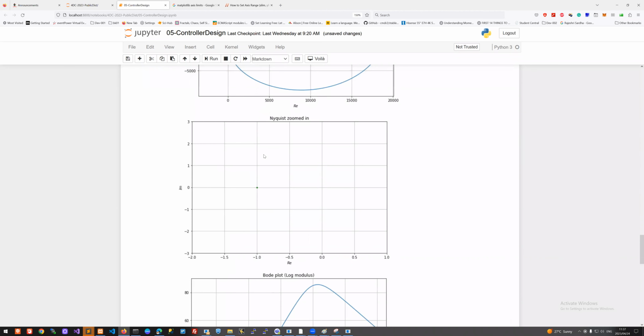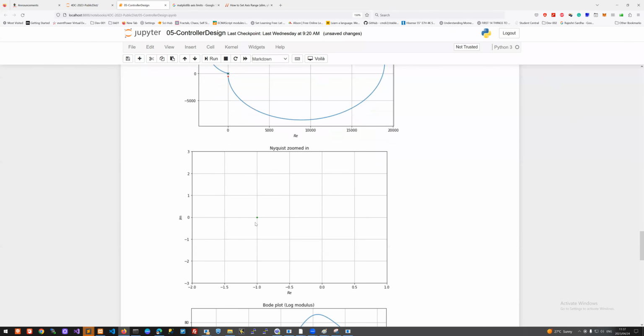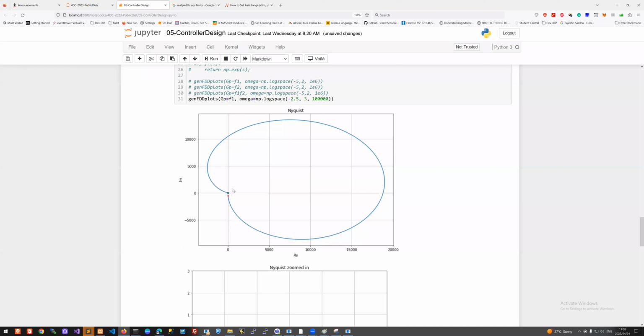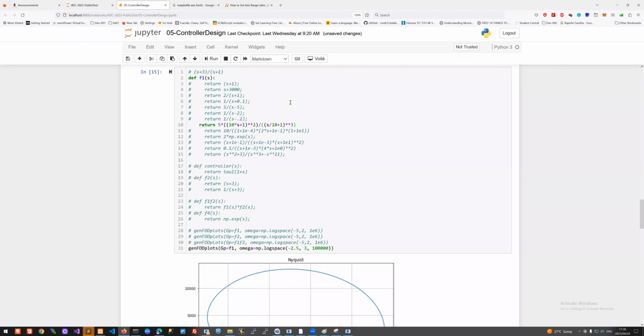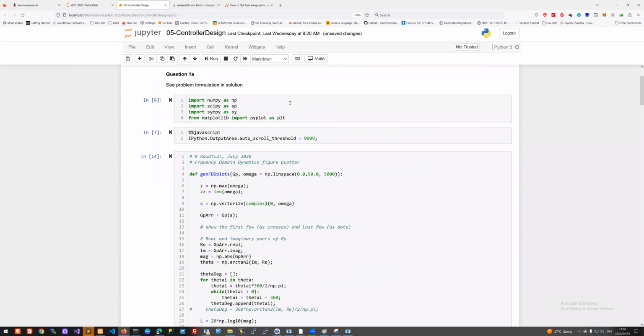Okay, so yeah, this Nyquist plot is zoomed in, but we don't have any evaluation. So this is the critical point, right? You can see the imaginary part is 0, the real part is minus 1, but we haven't run far enough. So let's increase the frequency range.